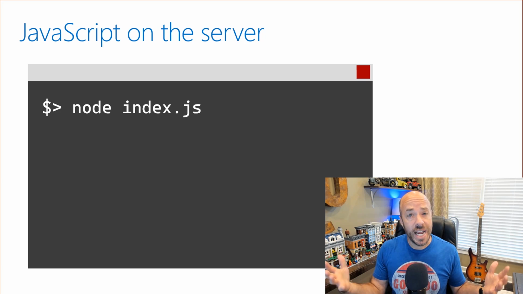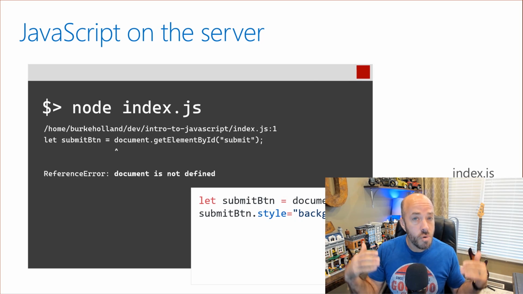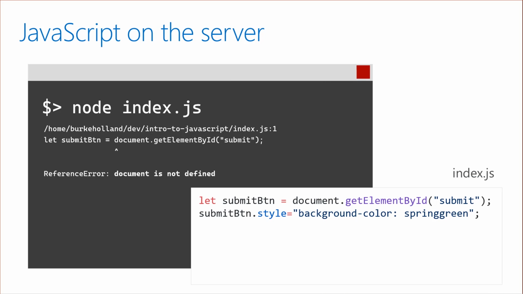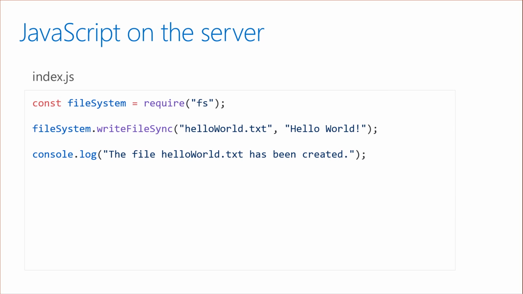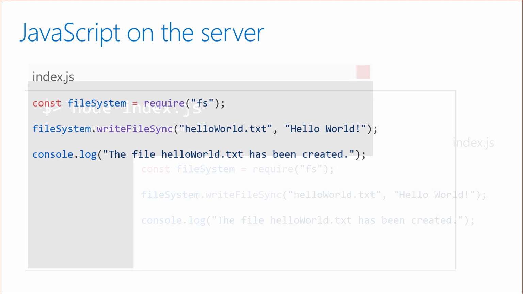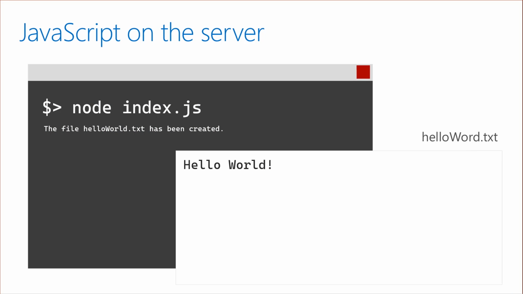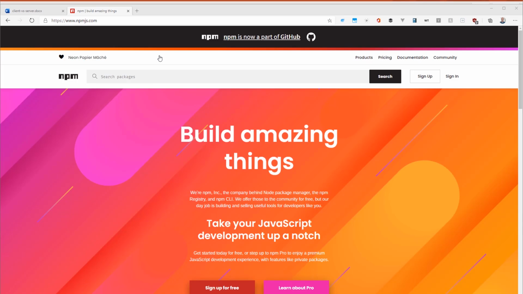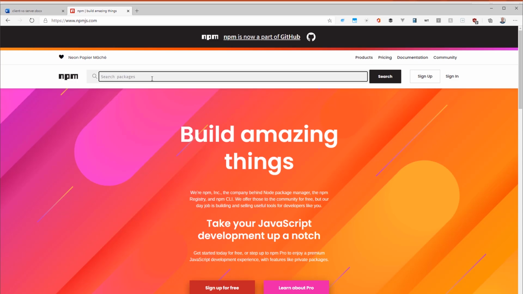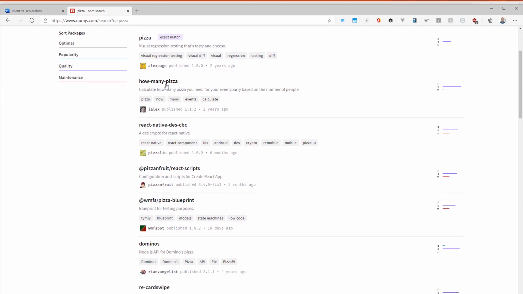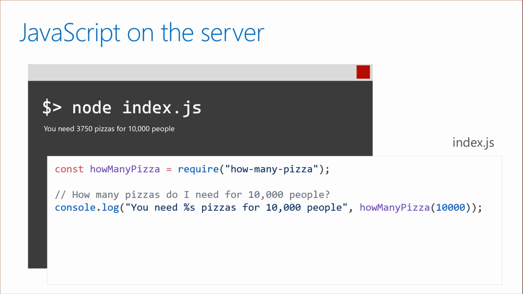Now again, Node.js is not a web browser. It has no visual components. So that document object model, that DOM that you have in the browser, doesn't exist in Node.js. What you get instead is something called packages. Now, some of these packages are built into Node itself. These would be things like being able to interact with the file system. And there is a repository of third-party packages called npm, which contains a package for just about anything you can think of, including one that will calculate how many pizzas you need depending on how many people you have.